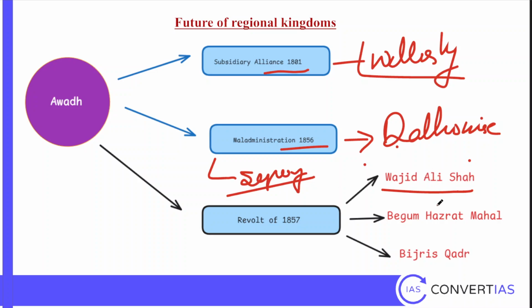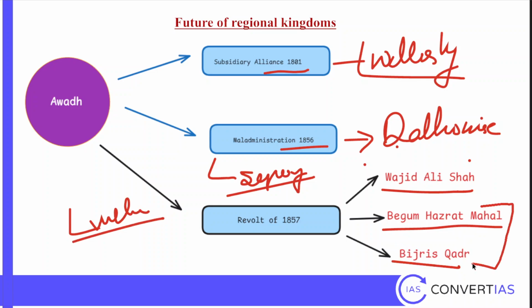Then the revolt will break out. Then his wife, Wajid Ali Shah's wife, Begum Hazrat Mahal, will fight from Lucknow. And his son, Birjis Qadr, they both fight together. And Lucknow is the last place to fall during the 1857 revolt. So Awadh, this is the story of Awadh. By the 1857 revolt, if everything is over, Awadh's power will come to an end.